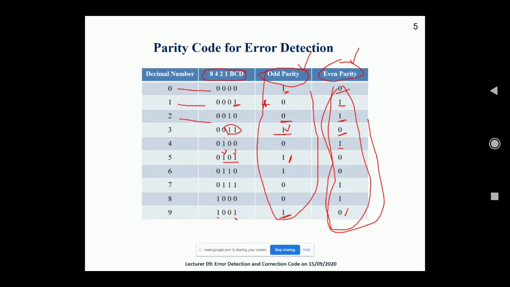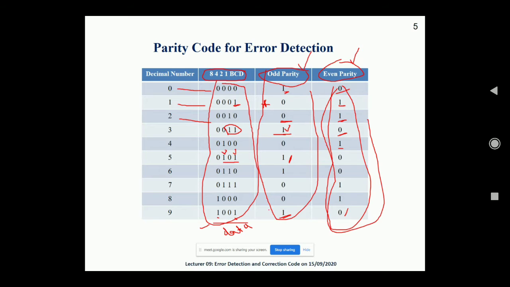Remember, this part is sometimes called the data bit. In some books it is called the data bit, in some books this part is called the message bit, and in some books it is called the information bit. But don't get confused: data bit, information bit, message bit, all are the same.